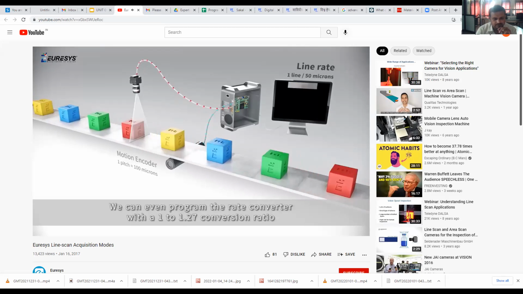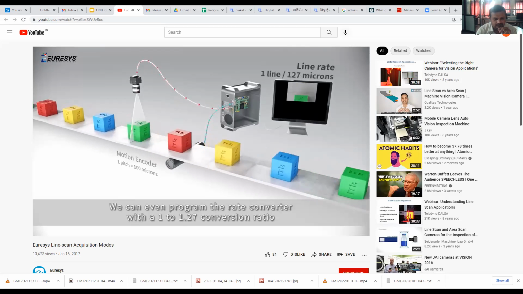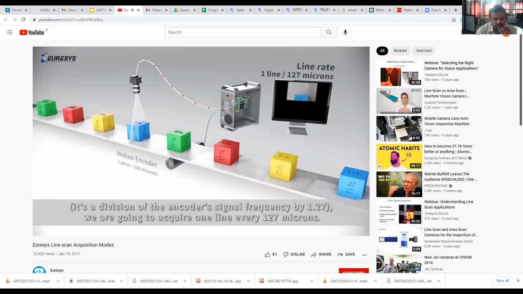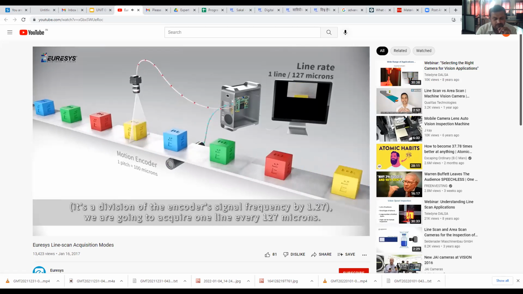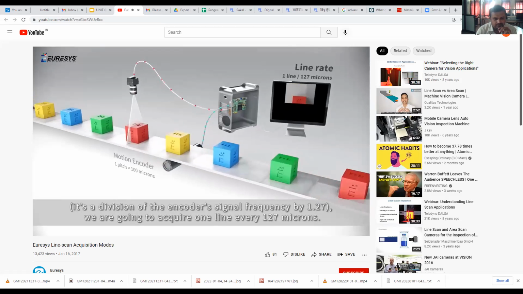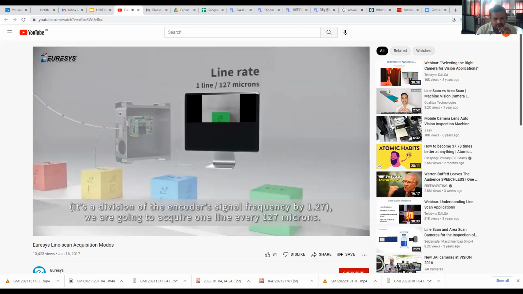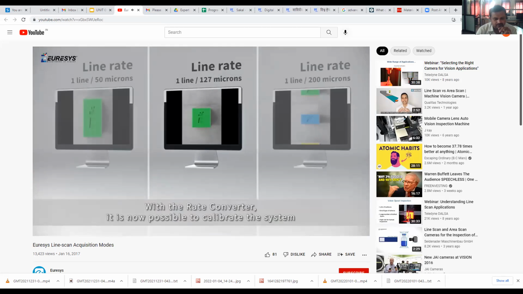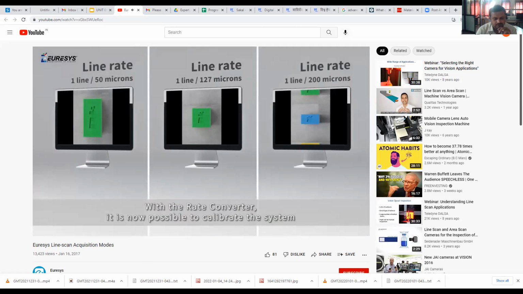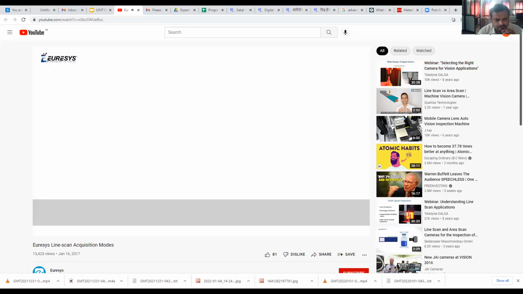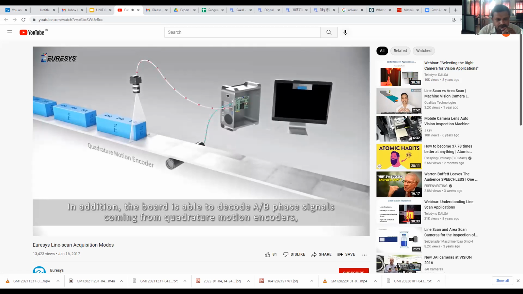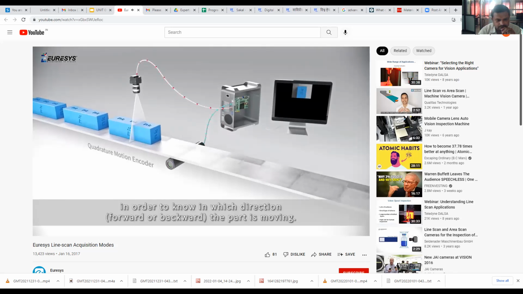We can even program the rate converter with a 1 to 1.27 conversion ratio. It's a division of the encoder signal frequency by 1.27. We're going to acquire 1 line every 127 microns. With the rate converter, it is now possible to calibrate the system and choose the ratio that gives us perfectly square pixels. In addition, the board is able to decode A/B phase signals coming from quadrature motion encoders in order to know in which direction, forward or backward, the part is moving.